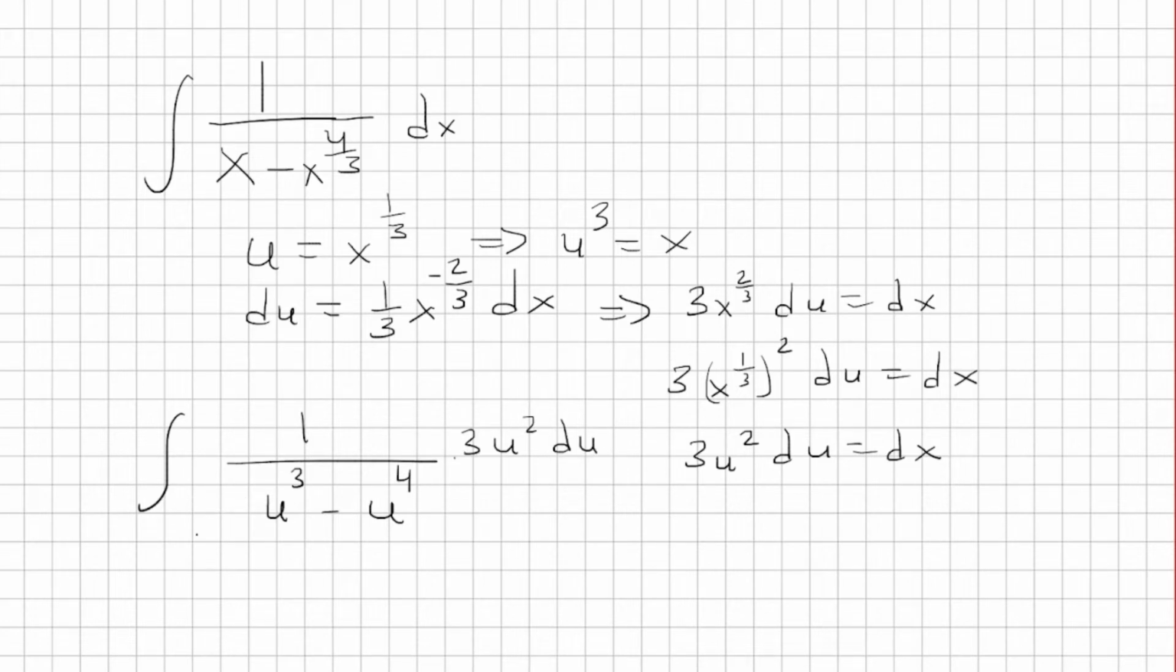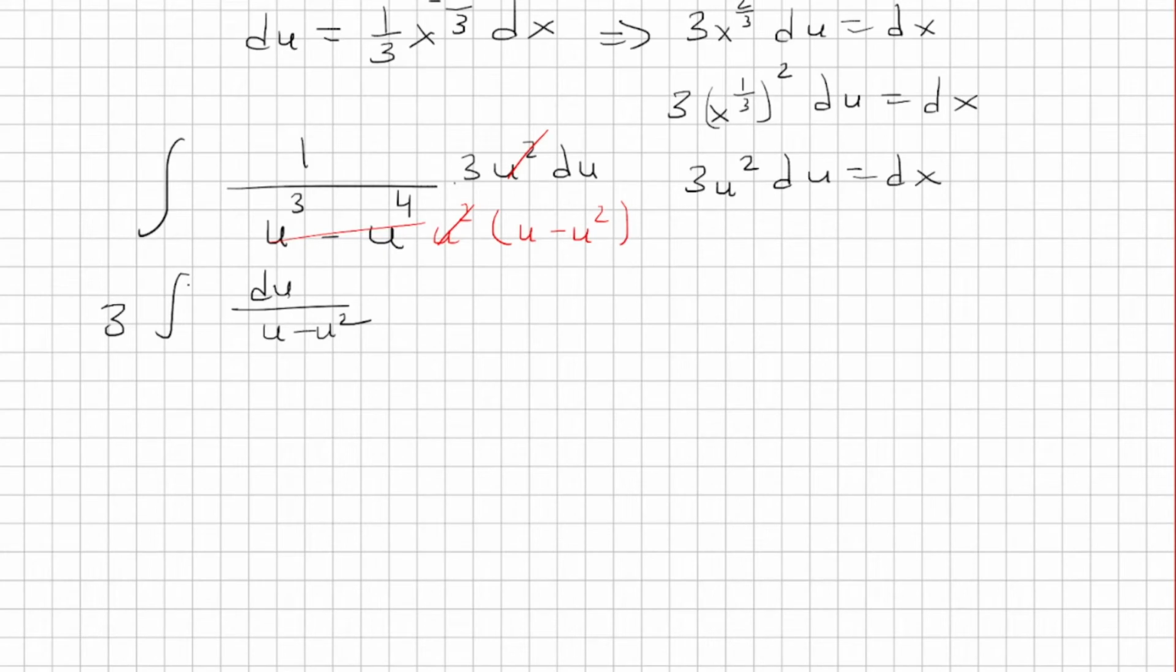So now we can factor out the 3 and cancel out the u squared. So we can pull out a u squared from the bottom and have u minus u squared left. So the u squared is going to cancel, and then we're going to have du over u minus u squared. Now at this point we can factor out a u from the denominator. Have 1 minus u.